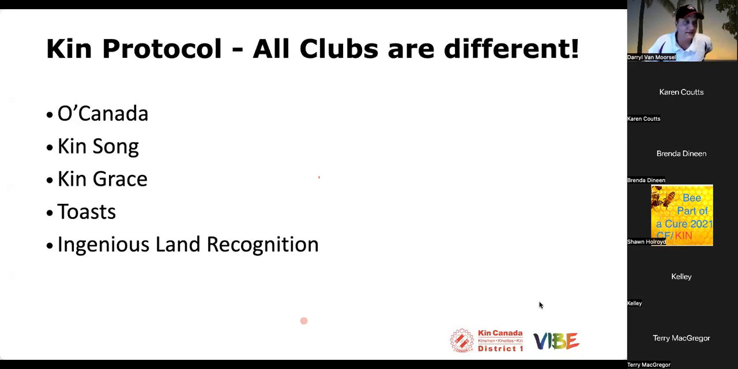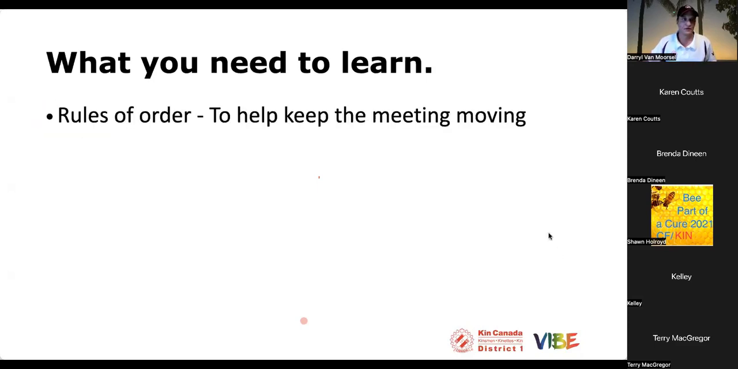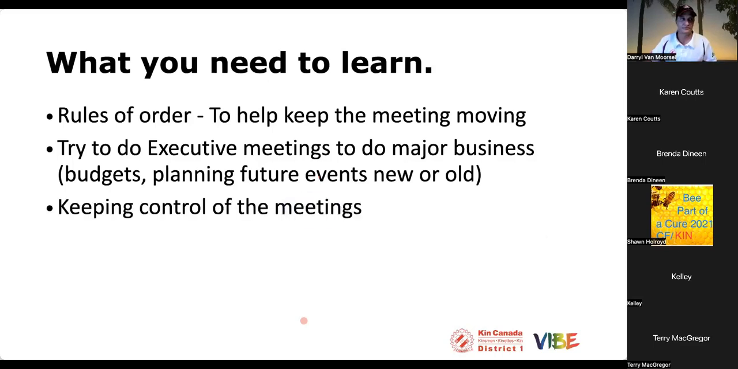Okay, so again, this should be decided by your club, when and where you want to do these. What you need to learn as a president are rules of order. This helps keep things moving. Motion to adjourn, motion, second, away you go, done. Try to do executive meetings for major business, budgets, planning future events. Keep control of the meeting, that's huge.